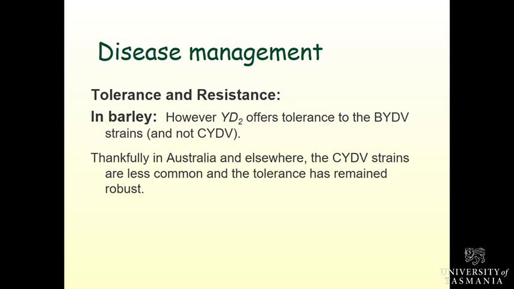YD2, however, provides tolerance for BYDV, barley yellow dwarf, but not CYDV, cereal yellow dwarf. So this is where the distinction between those two viruses becomes really important. Thankfully, CYDV is much, much less common here, so we get away with it. But understanding that, because if that situation changes, all of those Franklin and all those wonderful varieties of YD2 would become useless if CYDV became more important. CYDV is less important perhaps because the aphid vector is less important.